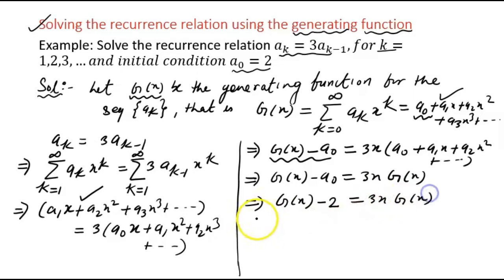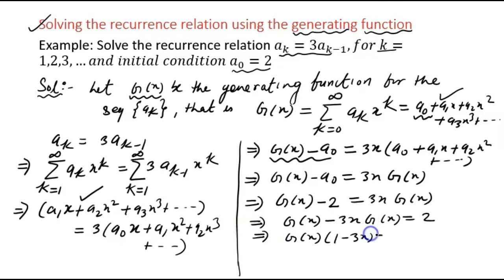Okay. And then we want to solve it for gx. So I take the gx term on the left hand side. So gx minus 3x into gx is equal to 2. And then I can take gx common, and I get 1 minus 3x is equal to 2. And here we got gx is equal to 2 by 1 minus 3x. Right? Now I hope you don't have any problem till now.